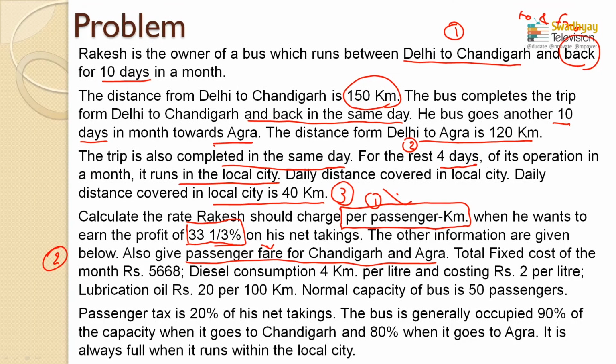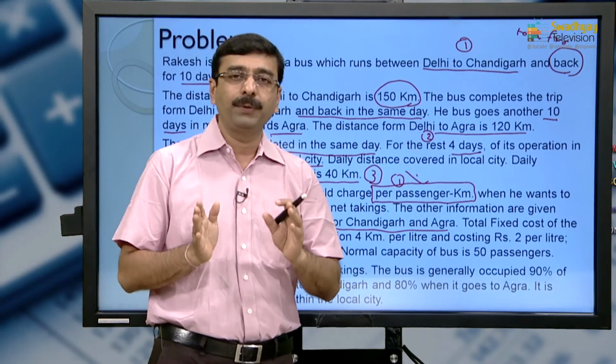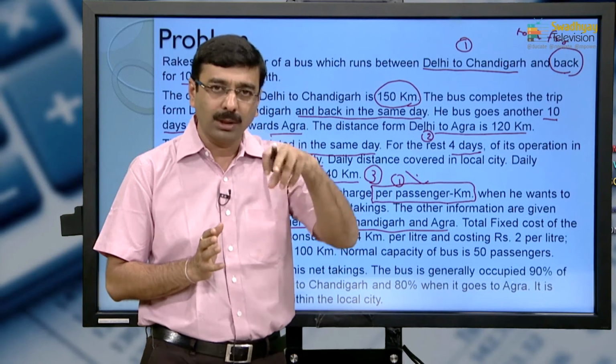Now, moving to the next part, the next sentence mentions that the total fixed cost of the month is 5,668, which is clearly given in the question itself. Total amount of fixed cost incurred for the particular month.